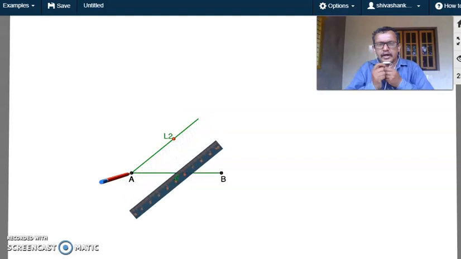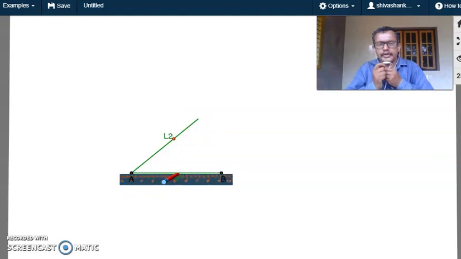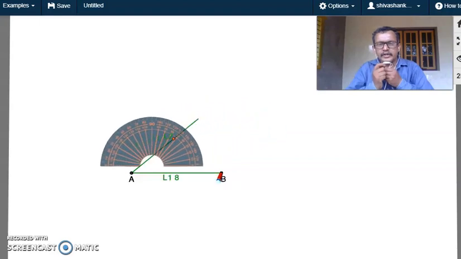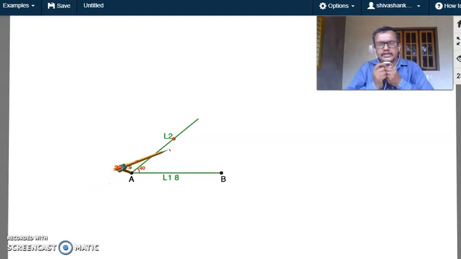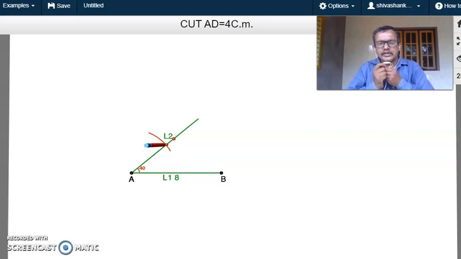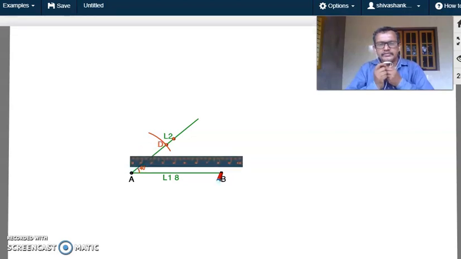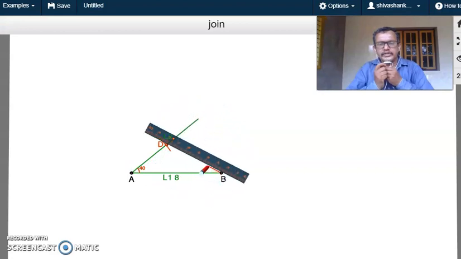Now the difference between the sides CA and CB is given as 4 centimeter. Therefore, cut that at 4 centimeter. Now that point is D. So now join AD, and join BD.